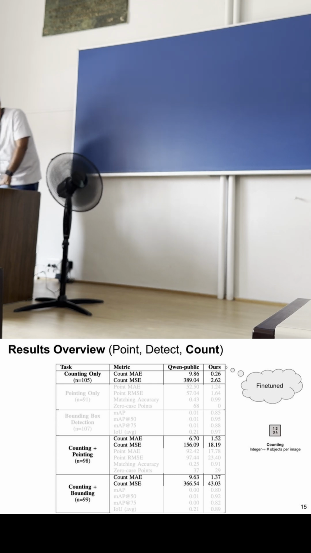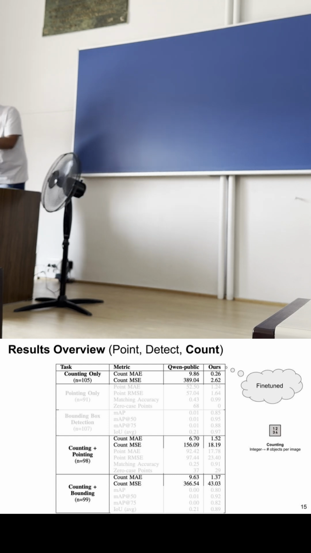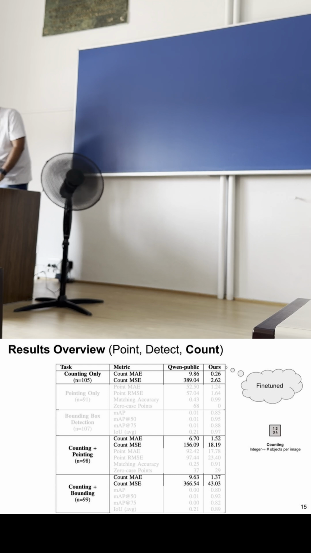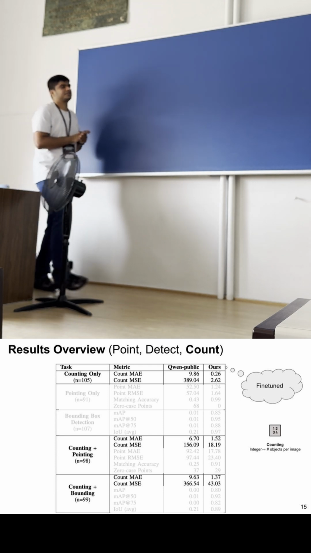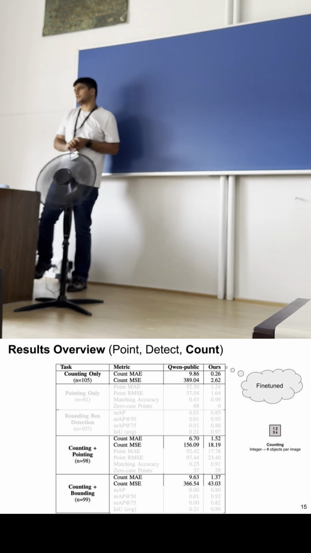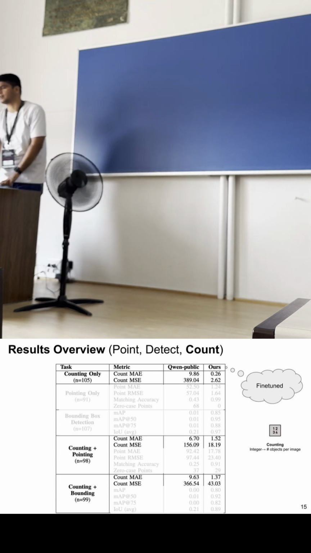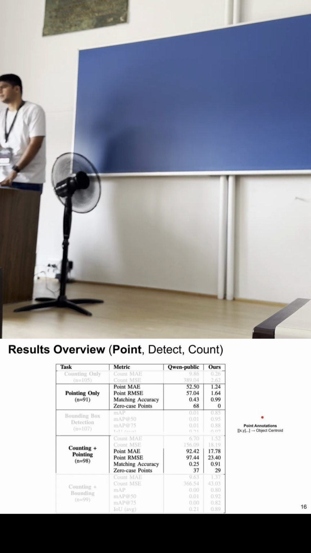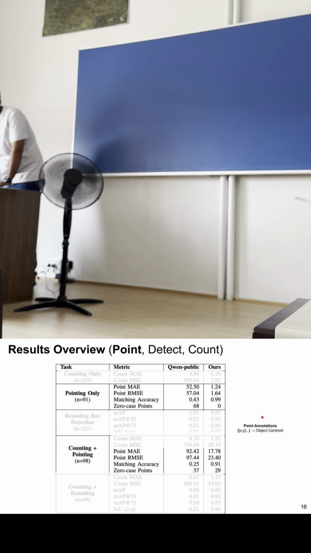This column has our results. You can see that in counting tasks, if you fine tune it properly, the error reduces to almost 0. So it's very useful. Similar results are seen in combined tasks. If you combine counting and pointing, the errors are very low. So if you do multitask training, it can help you a lot in making it understand our domain and our problem.